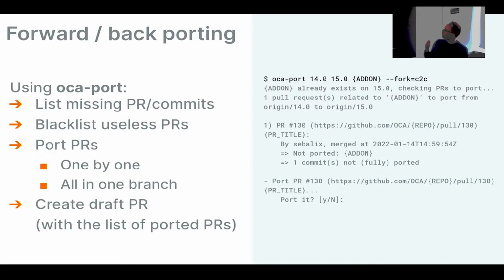So here is an example of output. When an add-on is already ported to 15 and you want to reduce the gap between 14 and 15, it presents you that one pull request is missing, and you could have the need to port it if you want.